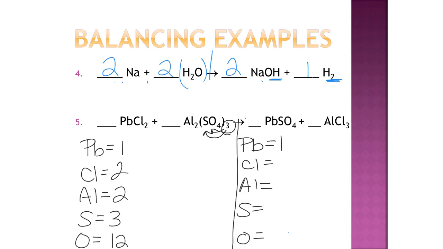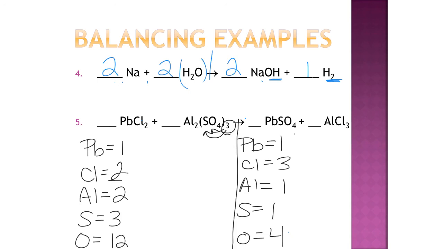So I got 1 lead over here. I got 3 chlorines, so that's going to be something I need to fix. I have 1 aluminum. That's going to be something I need to fix. I have 1 S. I'll need to fix that, and I only have 4 O's. Okay, so basically I can start with anything other than lead. Lead is already balanced, so I don't want to start with that. And all my other stuff only shows up in one spot on each side, so it really makes no difference what element we work with first. So let's just go in order.